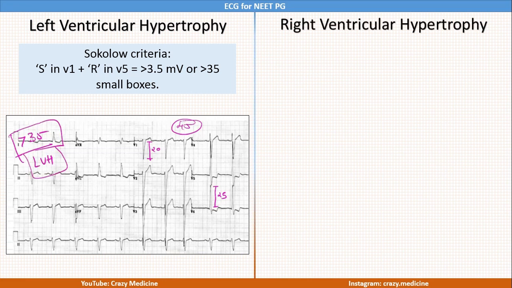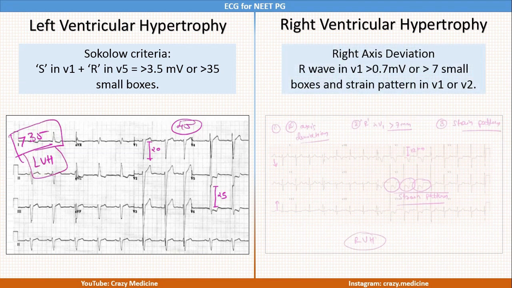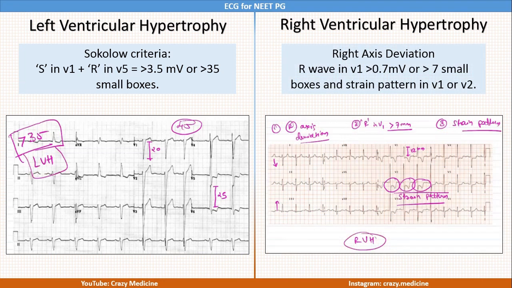And features suggestive of RVH include right axis deviation, R wave in V1 more than 0.7 mV or more than 7 small boxes, and strain pattern in V1 or V2. These findings suggest right ventricular hypertrophy.